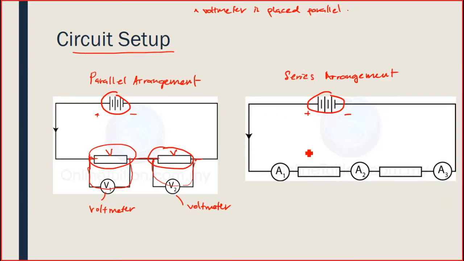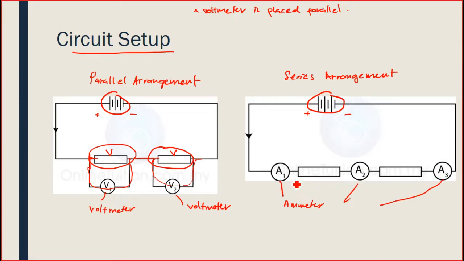But for A, this one is called an ammeter. This one also ammeter, this one also ammeter. So the ammeter is placed in series. They are placed straight, so that the current can pass through this ammeter. It passes through this object, passes through ammeter 2, passes through the object, passes through ammeter 3.